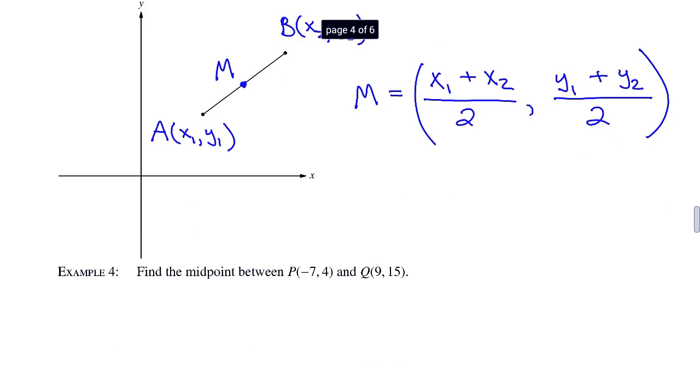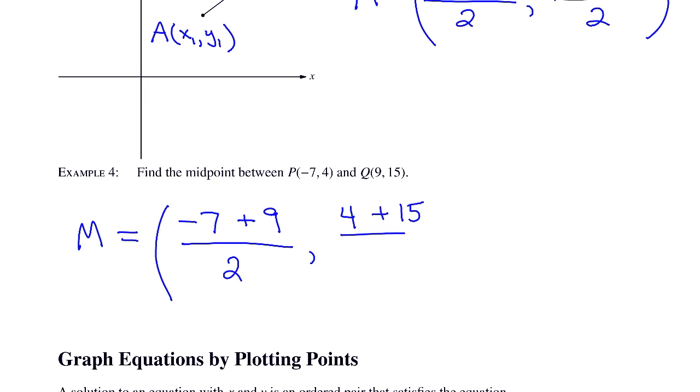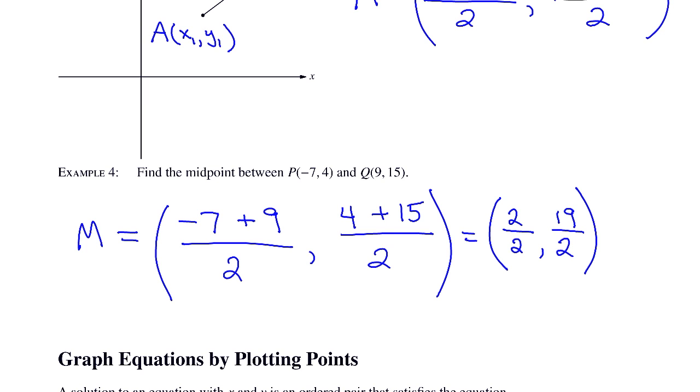In example 4, find the midpoint between P(-7, 4) and Q(9, 15). So M is the midpoint, and we just average the x-coordinates, so it's (-7 plus 9) over 2, and the y-coordinates, (4 plus 15) over 2. This gives us 2 over 2 and 19 over 2. We'll simplify the 2 over 2 to 1, but 19 over 2 we can leave.